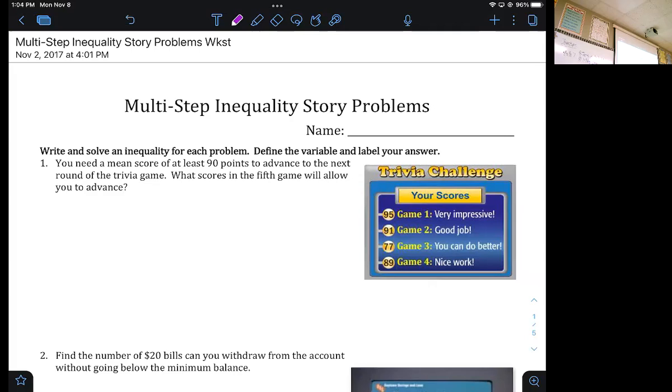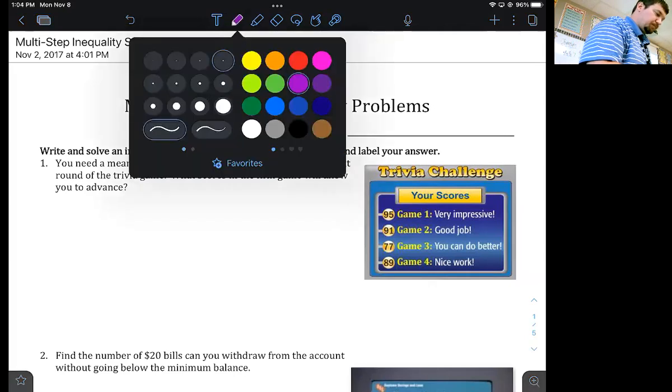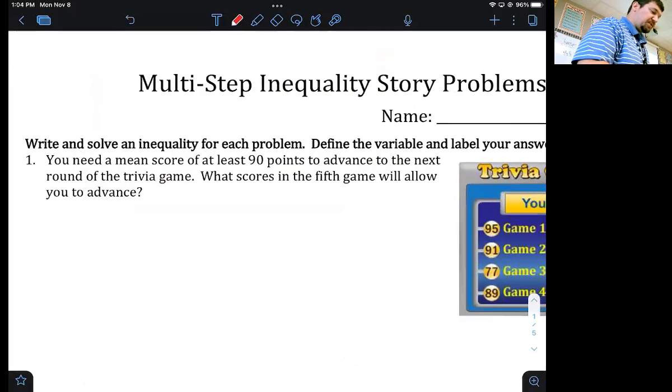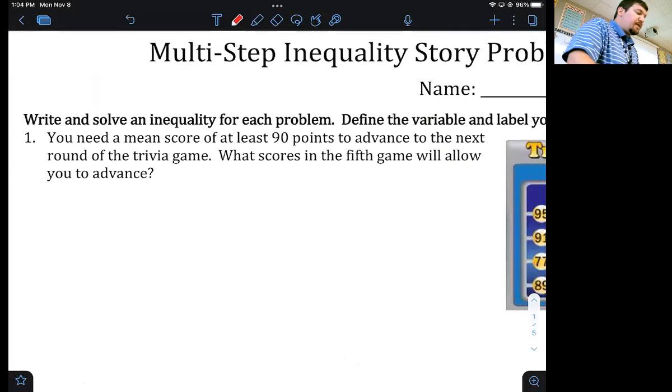All right, multi-step inequality story problems. We're going to write an inequality and then we're going to solve it, just like we did for equations. But these are inequalities. You need a mean score of at least 90 points to advance to the next round of a trivia game. What scores in the fifth game would allow you to advance?